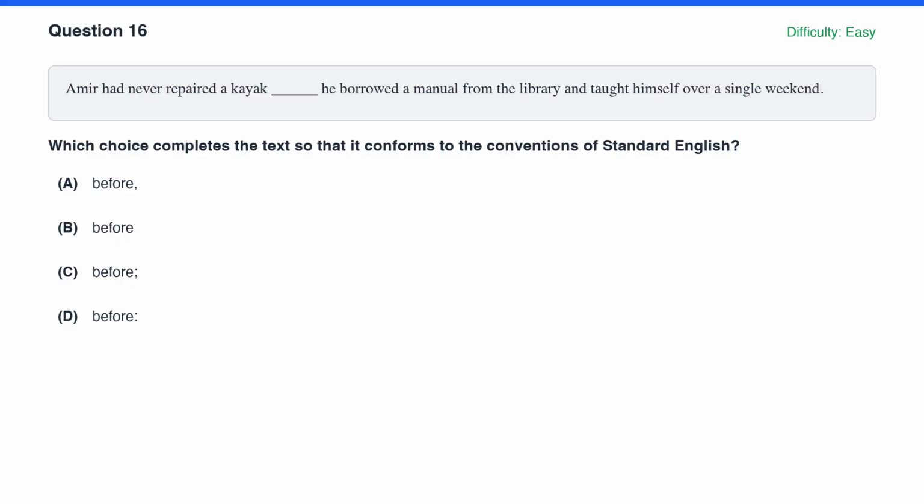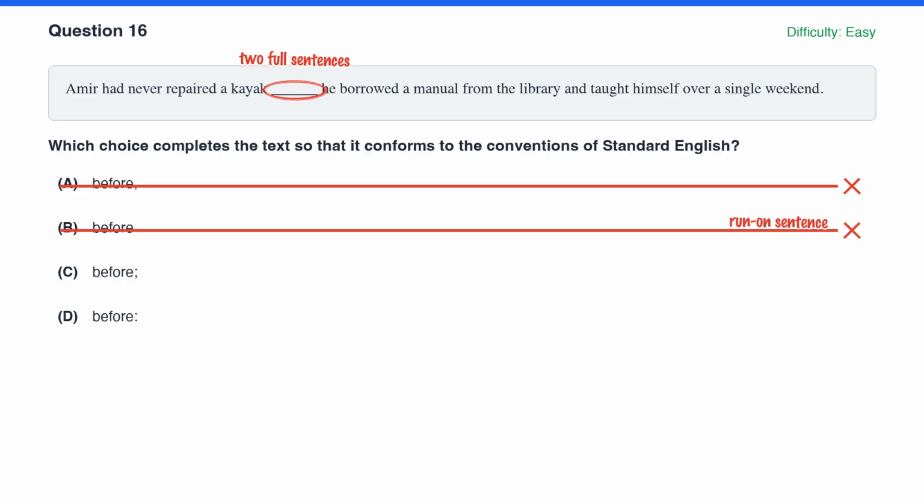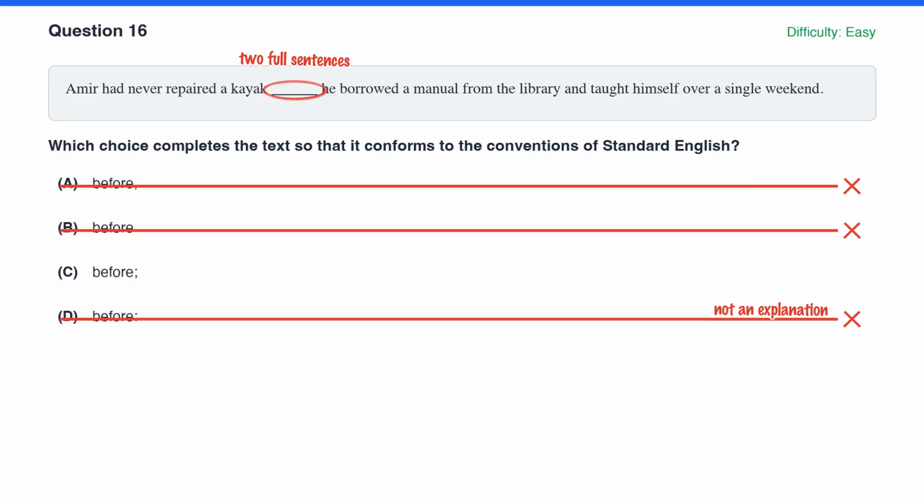The first part, Amir had never repaired a kayak, is a complete sentence. The second part, he borrowed a manual and taught himself, is also complete, so we're joining 2 independent clauses. A comma alone between 2 independent clauses makes a comma splice. Cross it out. Choice B gives us no punctuation at all, so the sentences fuse into a run-on. That one's gone. The colon in D promises an explanation, but borrowing a manual is just the next action. Strike that too. That leaves the semicolon in C.